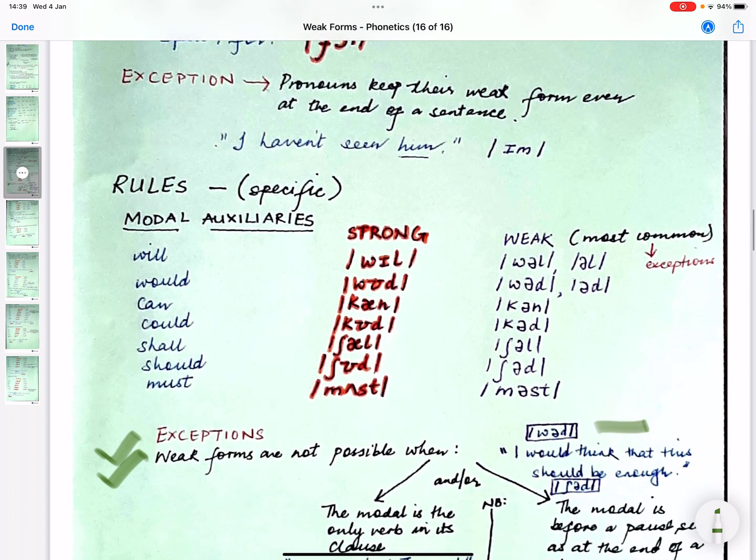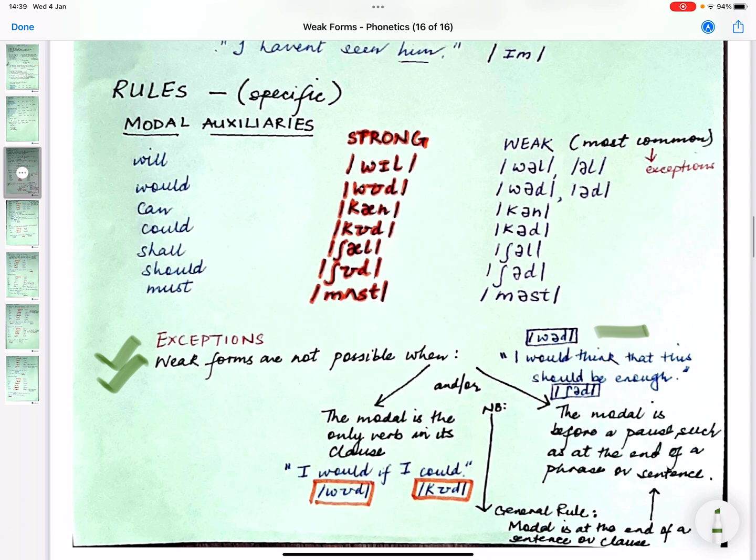Let's have a look at some specific rules. Modal auxiliaries: will, would, can, could, shall, should, and must. You can see the strong forms phonetically transcribed here, and also the weak forms. The weak forms, as usual, are most common, but there are exceptions. Remember, weak forms are not possible when the modal is the only verb in its clause, like I would if I could. In this case, you will use the strong form.